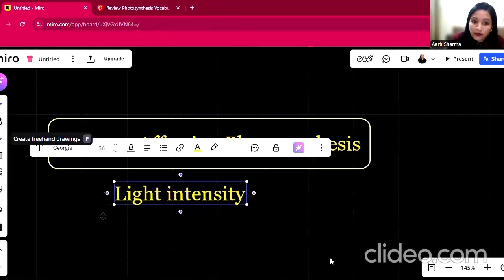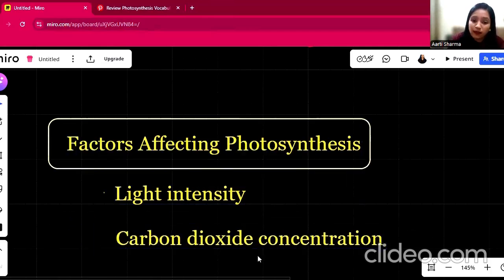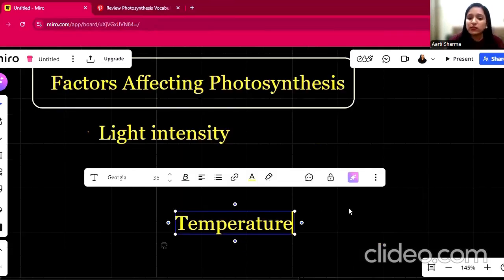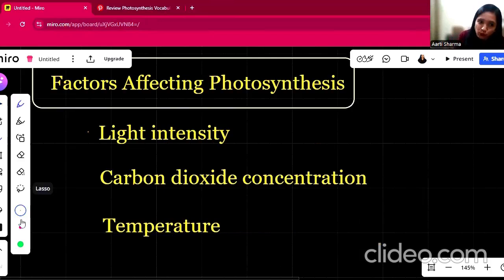Another factor is carbon dioxide concentration. And the third factor is temperature. So along with these 3 factors, your photosynthesis is decided, in which way your plant has to move. So: light intensity, carbon dioxide concentration, and then temperature. Got it? Now let's discuss light intensity first.